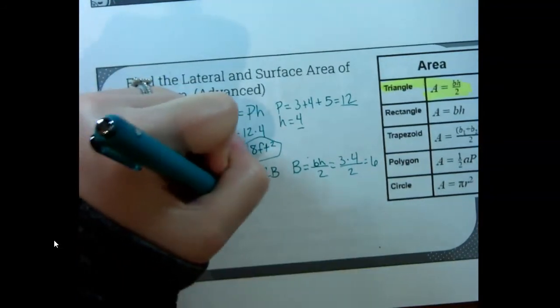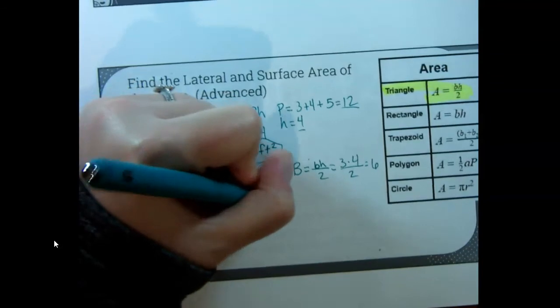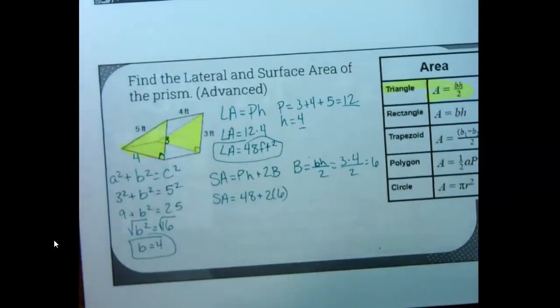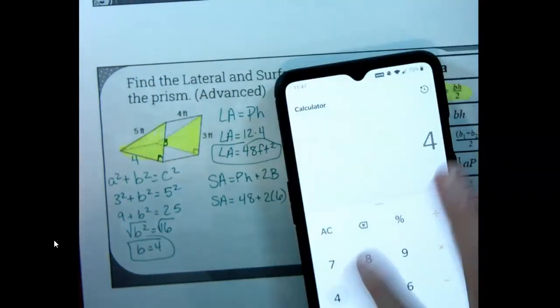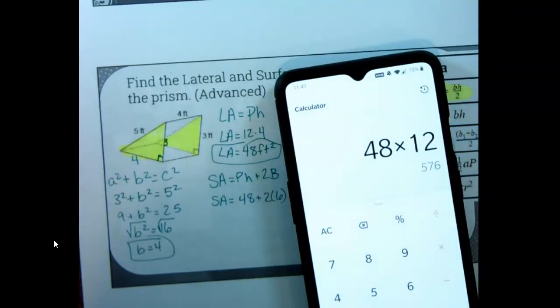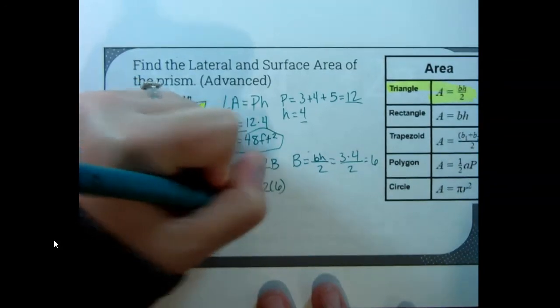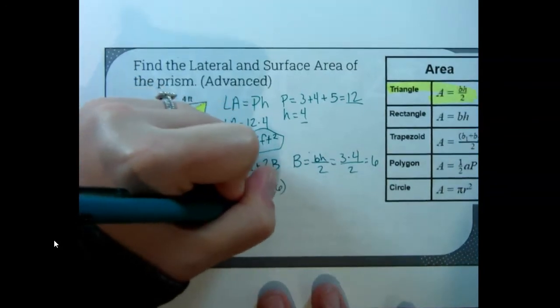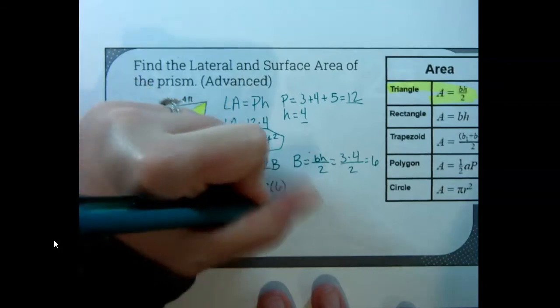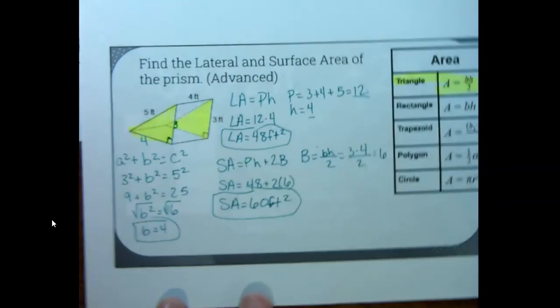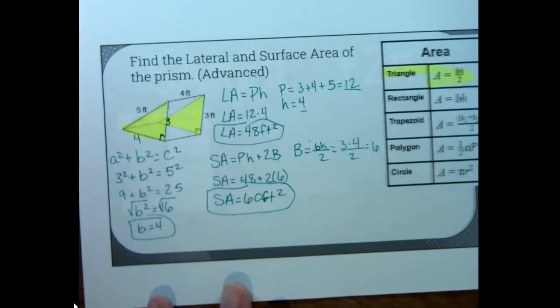So my surface area is going to be 48 plus 2 times 6. So 48 plus 12. I multiplied, so that's why it looks crazy. So it's going to be 60. And then that is my total surface area.